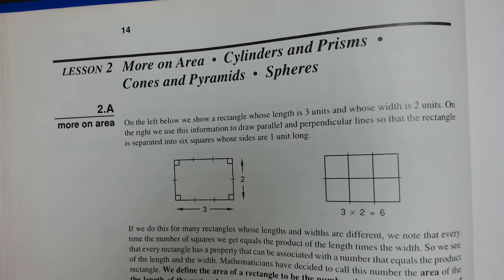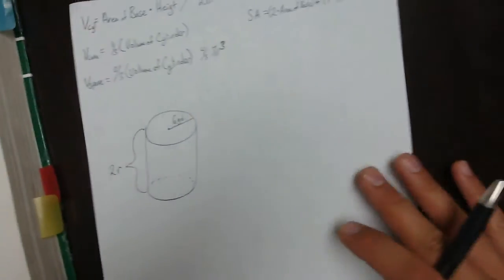Advanced Math, Lesson 2. More on areas, cylinders, and prisms, cones, and pyramids, and spheres. We're going to focus on cones, pyramids, spheres, cylinders, and prisms. I'm going to skip most of the book stuff, and we'll just go straight to the practice problem I set up.